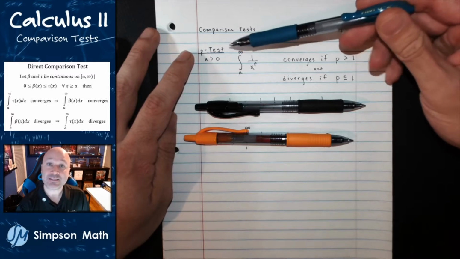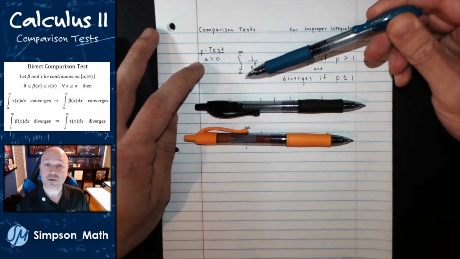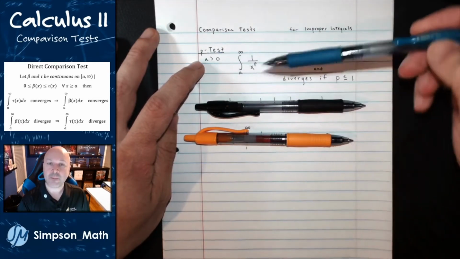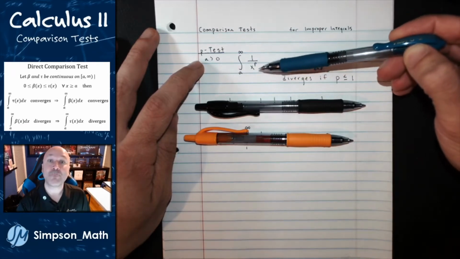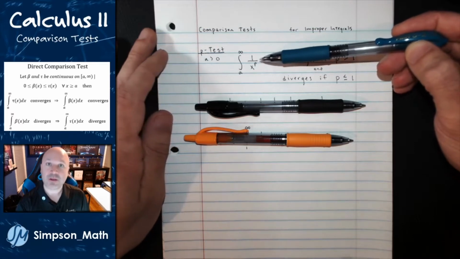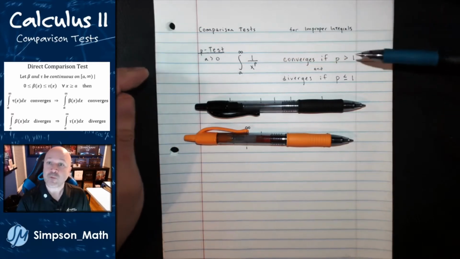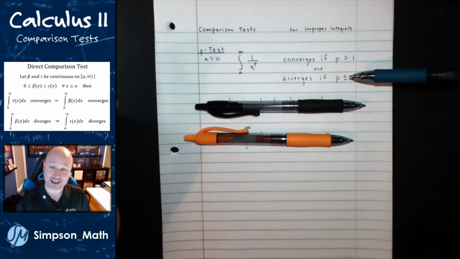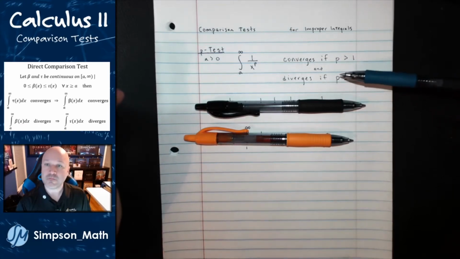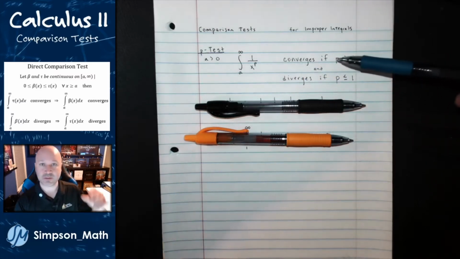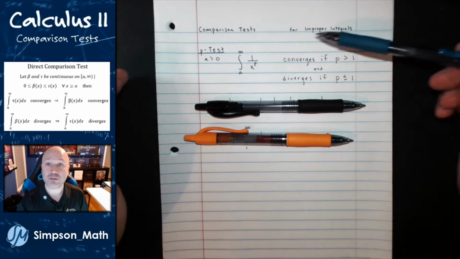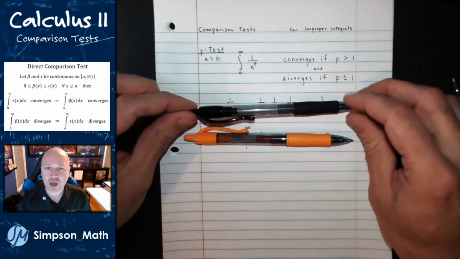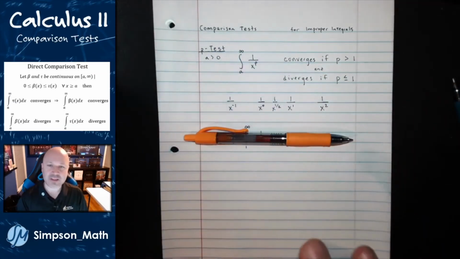Just remember that the p-test states that if you've got some integral from some number to infinity, and that number is positive, so that interval is a positive interval, and your integrand is 1 over x to some power, then the size of that power determines whether it will converge or diverge. We found that if p was larger than 1, it converged. But if p was 1 or less than that, then it would diverge. Diverge meaning the area sums up to an infinite amount, converge meaning that the area would sum up to some number amount.